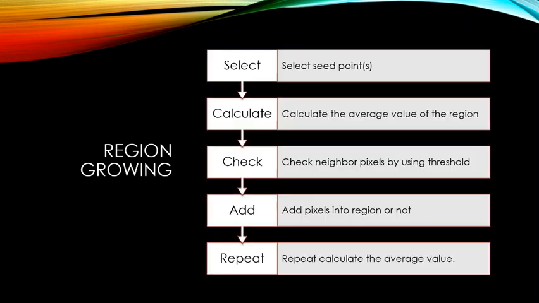And so there is a flow diagram. The first thing we do is select the seed point, then calculate the average value of the region, check neighborhood pixels using the threshold, and then add pixels into the region or not. Finally, we repeat the calculation and get a good result.